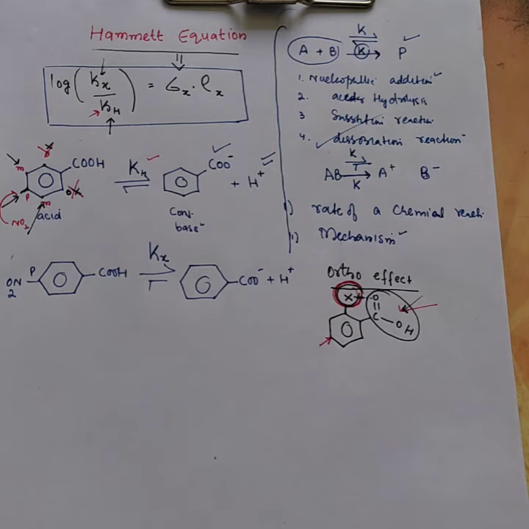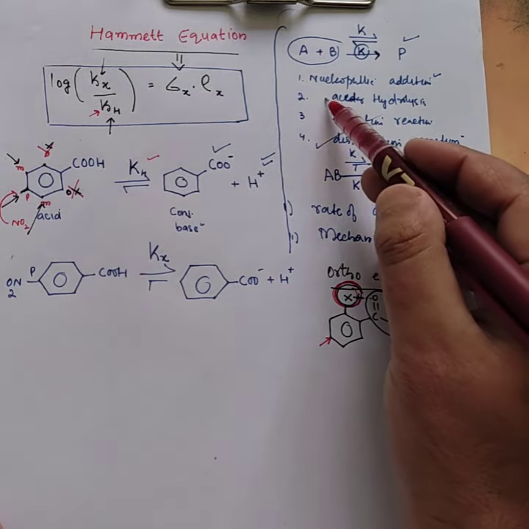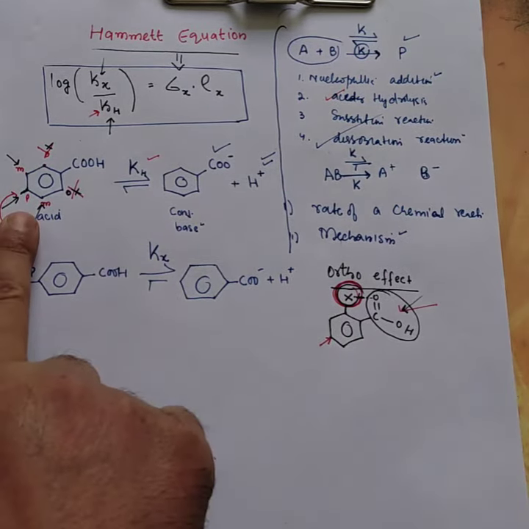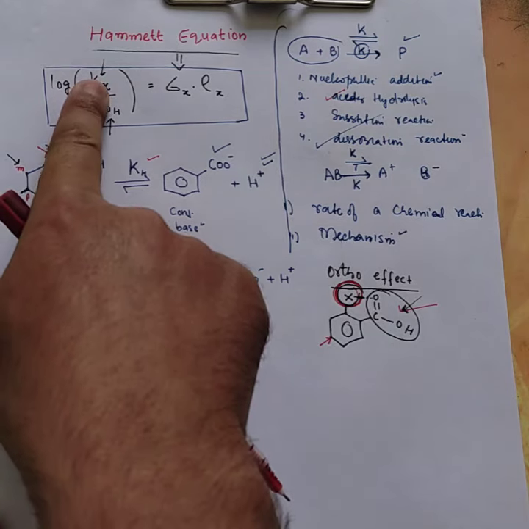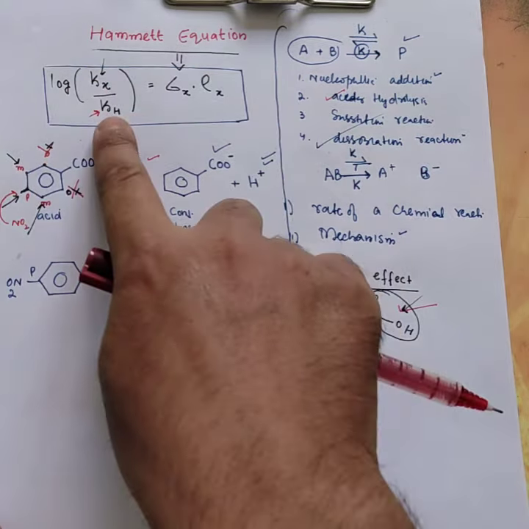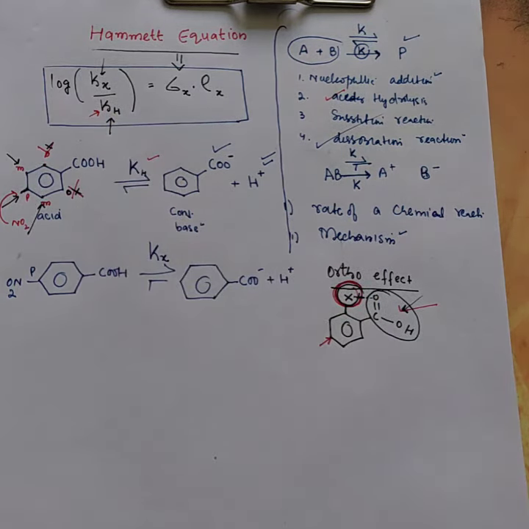In the Hammett equation, Kx is not necessarily just a dissociation reaction. It can be an ester hydrolysis. If you want to hydrolyze an ester, what is the effect of the substituent? Then you will take that as Kx, and if there is no substituent, then we'll take the ester hydrolysis reaction as Kh. Then accordingly we'll see the equation.